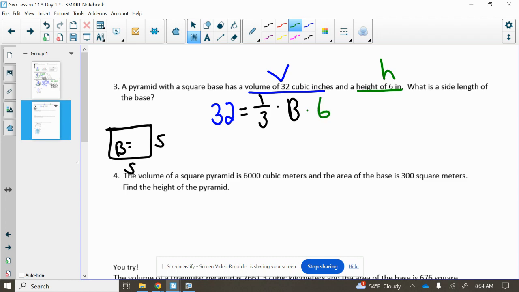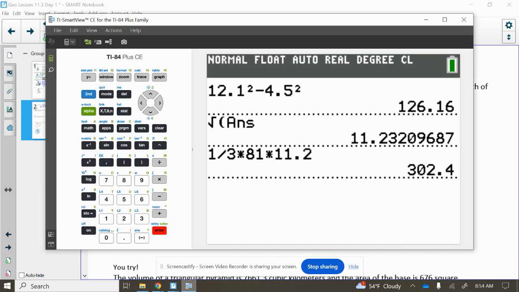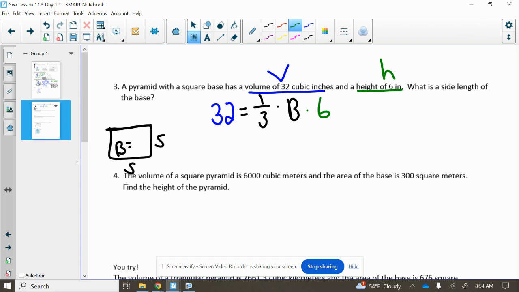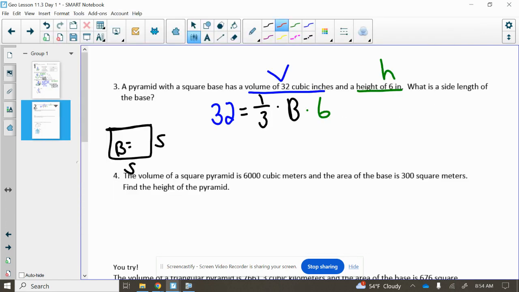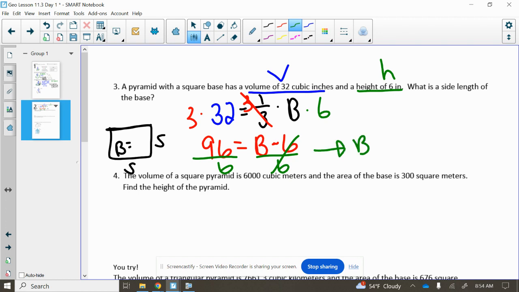So if we want to work backwards to solve for big B, I'd like to start this off by undoing this division by 3, right? We have that 1/3. So if we multiply both sides by 3, we end up being able to cancel out this 1/3, and 3 times 32 is 96. Divide over that 6 so that we have big B by itself, which is then going to equal 96 divided by 6, which is 16.